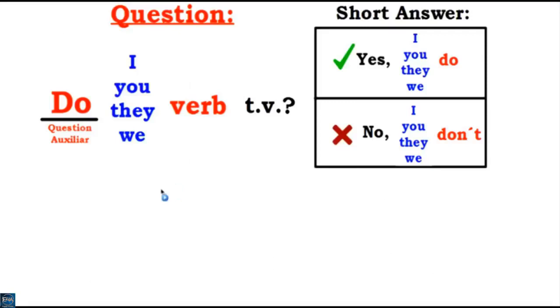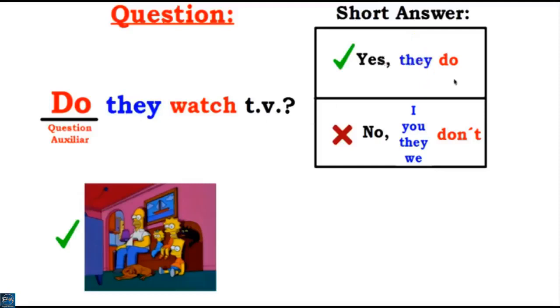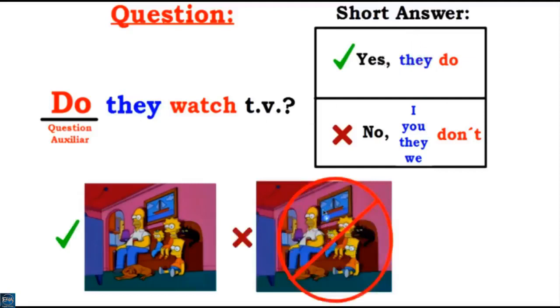So let's practice. For example, the question is, do they watch TV? Again, the auxiliary, do, because my subject is they. Do they, and then the verb, watch. Do they watch TV? Now, the answer is yes, they do. But for this one, the answer is no, they don't. Very good.